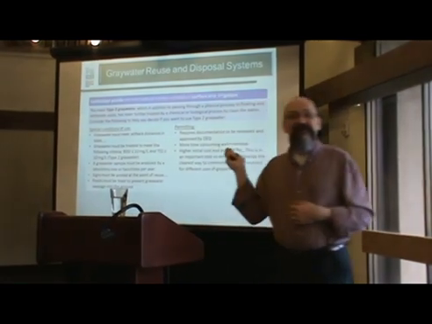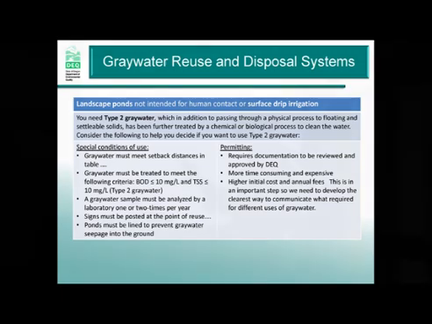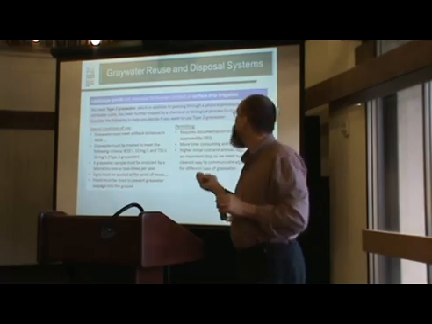I'm not going to go into detail on this. I'm just going to throw it out there so that you know this. Sometime in the future, Oregon's a little bit different. We've gone another step. If you treat your gray water, you actually can use it in landscape ponds or for surface drip irrigation. I'm just letting you know that. I can answer questions about that later, but I'm not going to focus on that today.